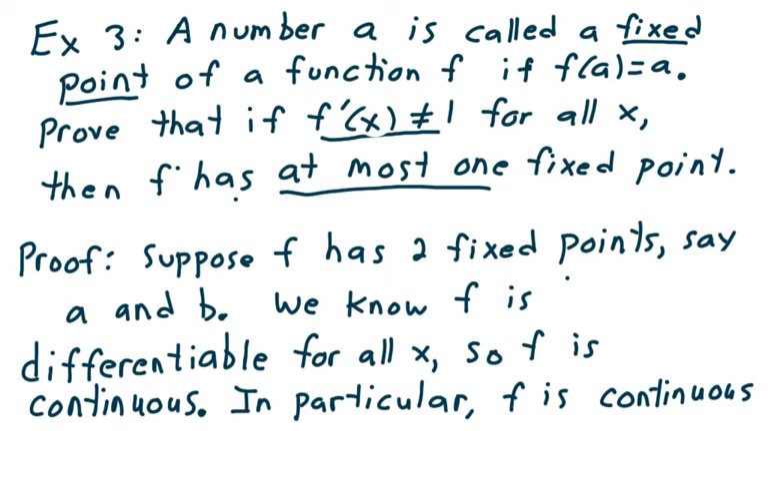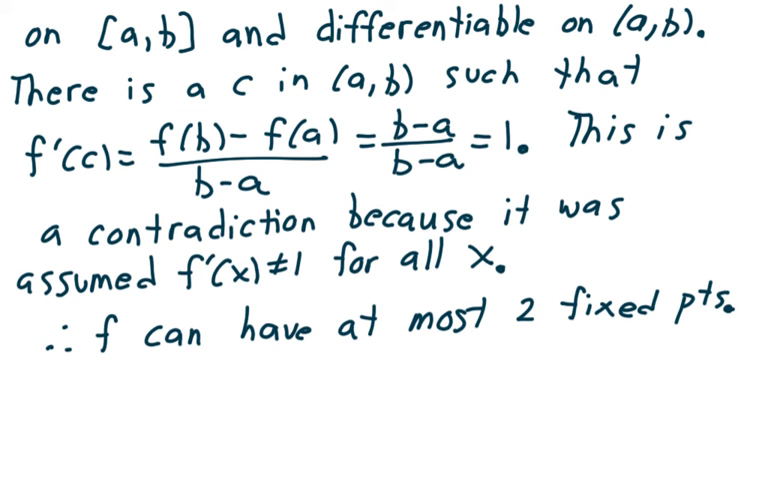So what we're going to do is we're going to suppose f has 2 fixed points, and we're going to just call them A and B. Now, without loss of generality, I'm going to assume that A is less than B. Okay? Now, we know f is differentiable for all x, so we know f is continuous for all x. In particular, I can say that f is continuous on the closed interval A to B and differentiable on the open interval from A to B.